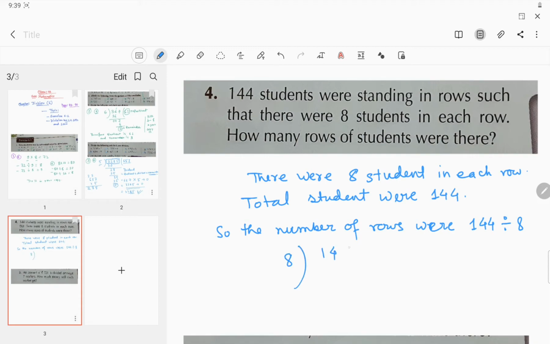Please follow the steps of the division. Take 14, because if you take 1, it will be less than 8, so you have to take 14. So 8 ones are 8. If you subtract, you will get 6, and copy 4, so it would be 64. Now 8 8s are 64. So how many rows are there? 18 rows. So this is your answer.